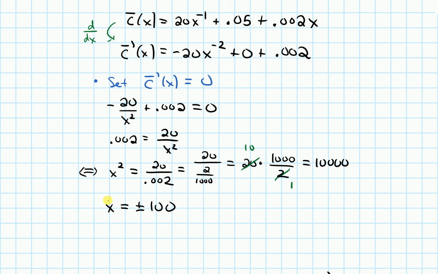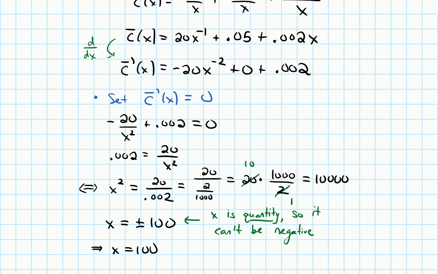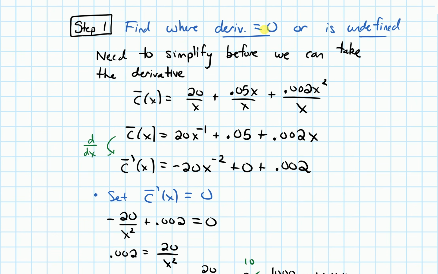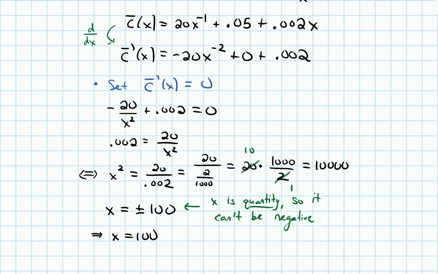All right, so we get x equals plus or minus 100. But one of these values doesn't make sense. x cannot be a negative number because it's a quantity here. So it can't be negative. All right, so as a result of that, we just look at the value x equals 100. Okay, so that was one part of this step: we needed to figure out when the derivative equals 0. But we also need to figure out when the derivative is undefined. So let's think about that.